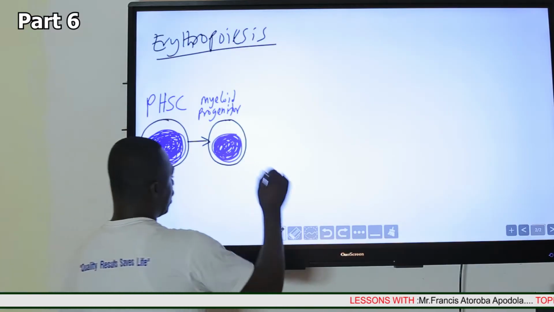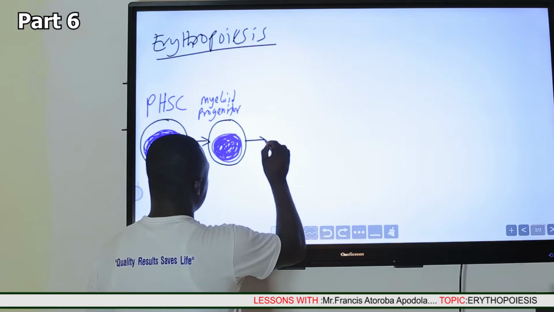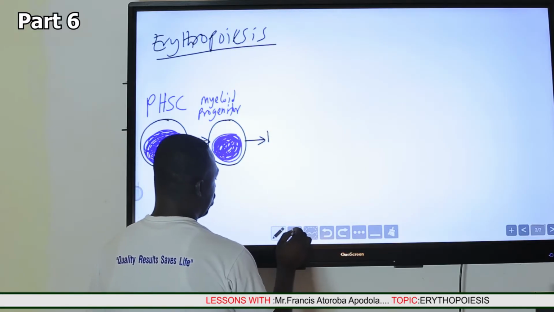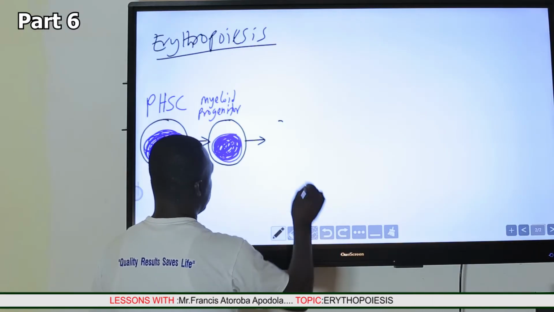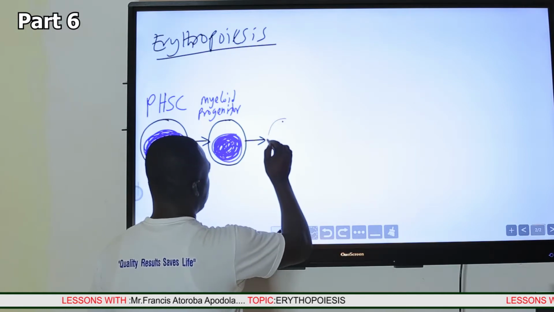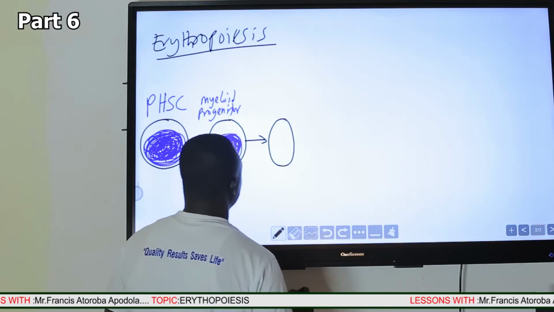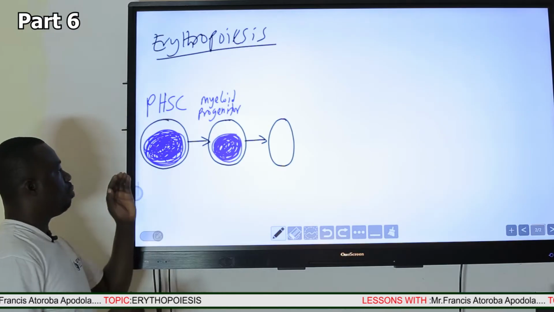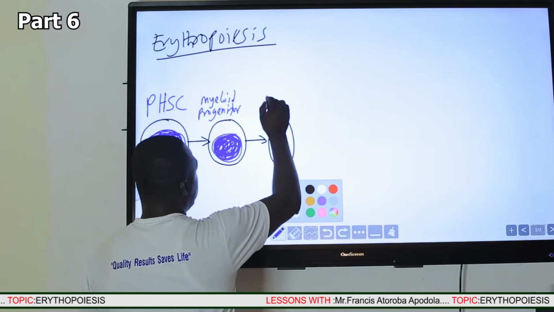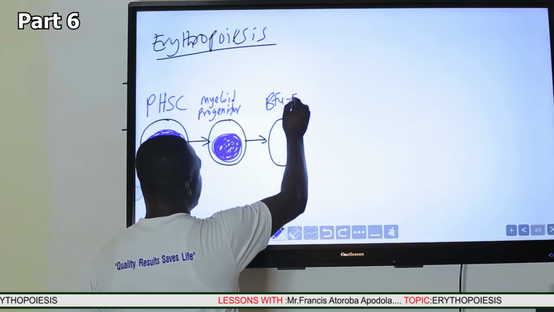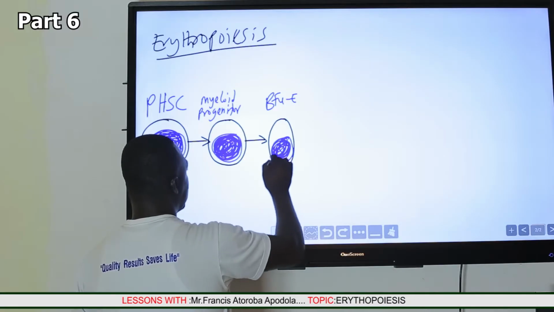And so what happens is that this myeloid stem cell will undergo differentiation to give rise to a stem cell called the burst-forming unit erythroid. So this is the burst-forming unit erythroid.